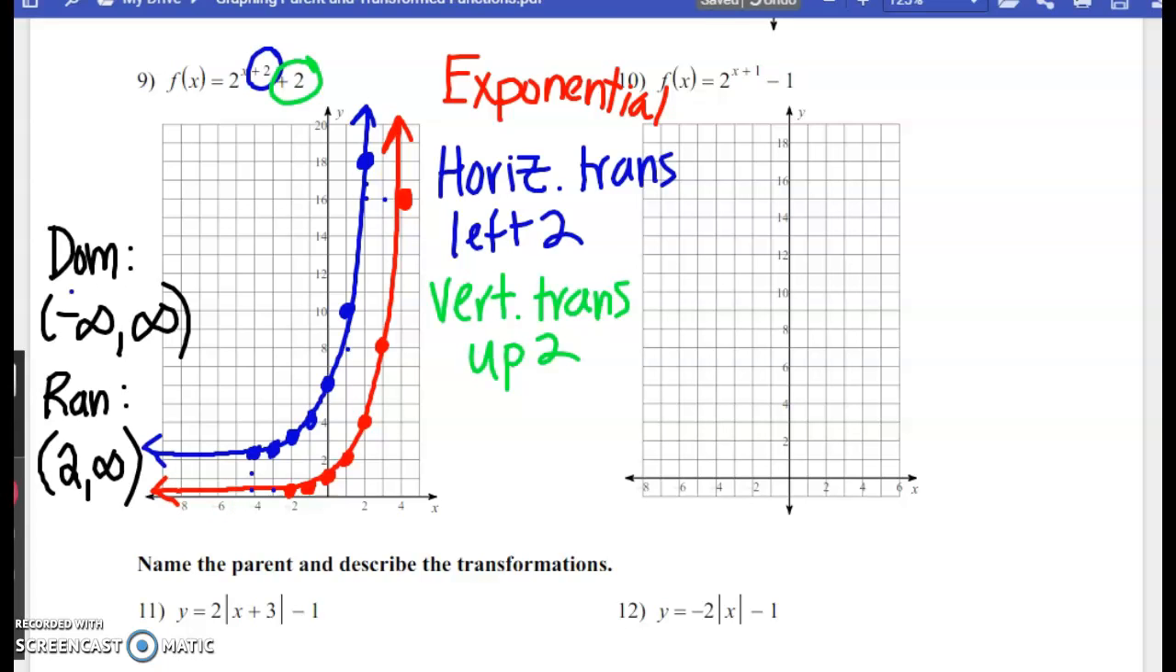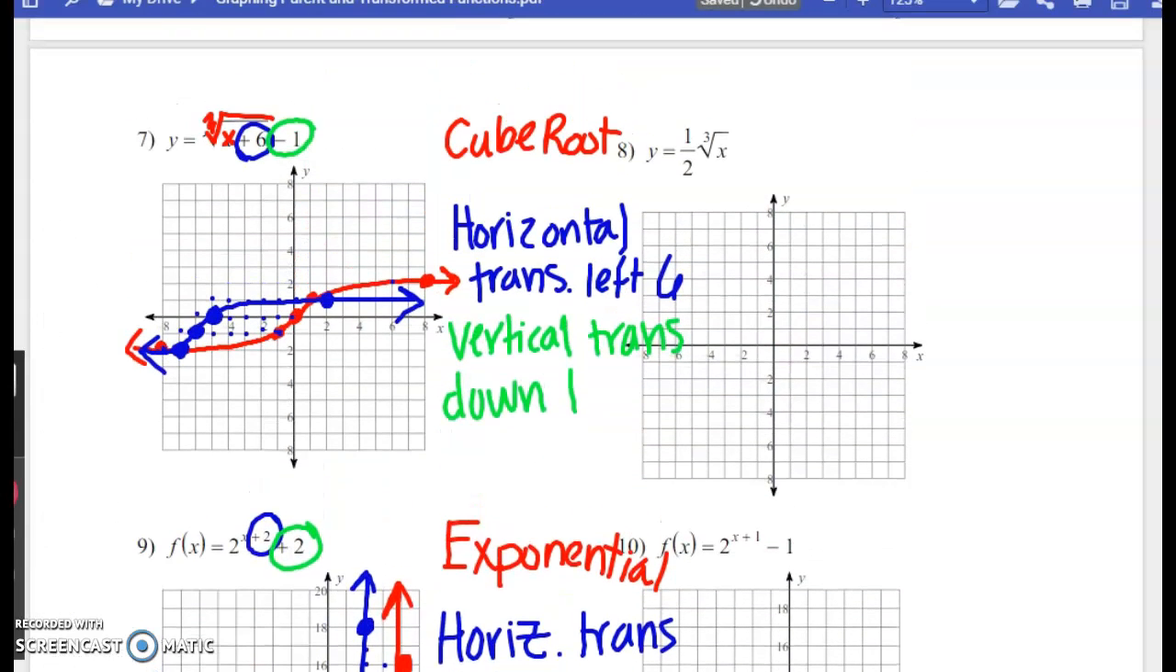Let me go back to the previous one. This domain and range, this one's easy. Even though it shifted, it's going to stay negative infinity to infinity for domain. Goes left and right forever. And for range, same thing.